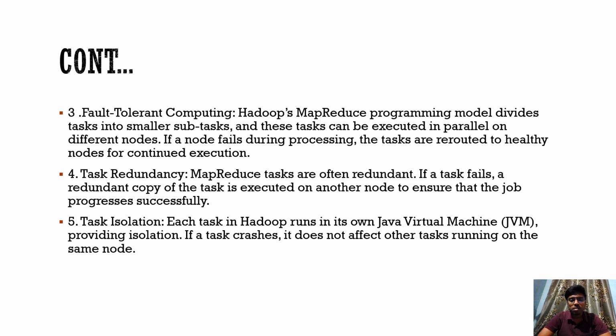Task redundancy. MapReduce tasks are often redundant. If a task fails, a redundant copy of the task is executed on another node to ensure that the job processes successfully. Task isolation. Each task in Hadoop runs in its own Java virtual machine (JVM), providing isolation. If a task crashes, it does not affect other tasks running on the same node.